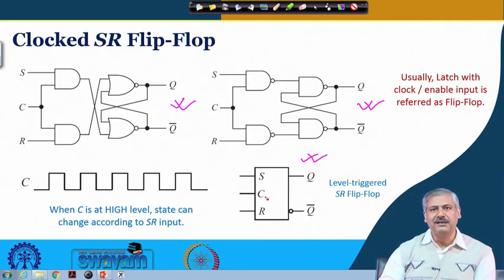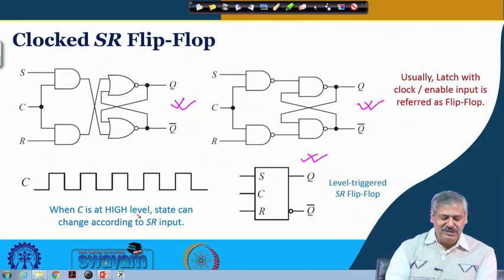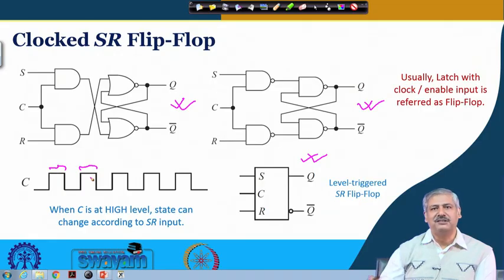and the symbol for this is the one that you see here, and this is also called a level triggered flip flop, because we will see the edge triggered flip flop in the next class. So, level triggered flip flop means whenever the clock is at a particular level, at that time it is allowed to trigger, allowed to change the state.